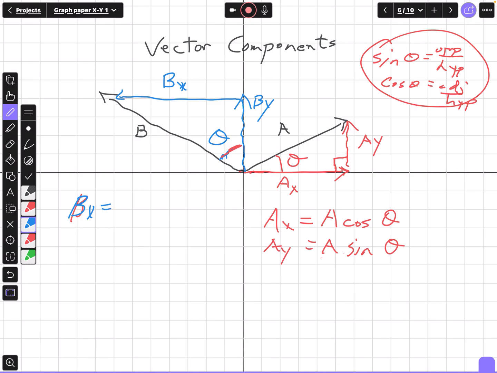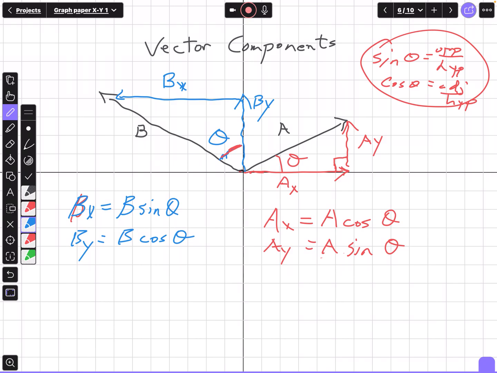That would be the length of B times... now X is opposite of the angle, so I would have to use sine in this case. And By would be B, and since Y is adjacent to the angle, I would use cosine of the angle. So if you notice, these are right the opposite, and that might get confusing. Is there a way that I can make it where the X component is always cosine or sine, the Y component is always cosine or sine?